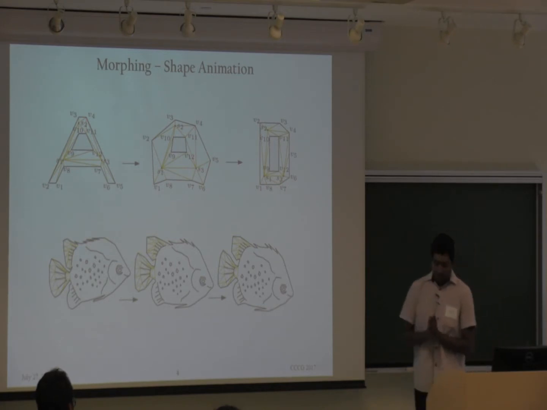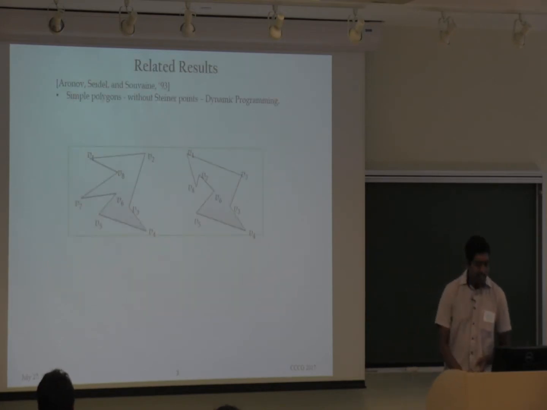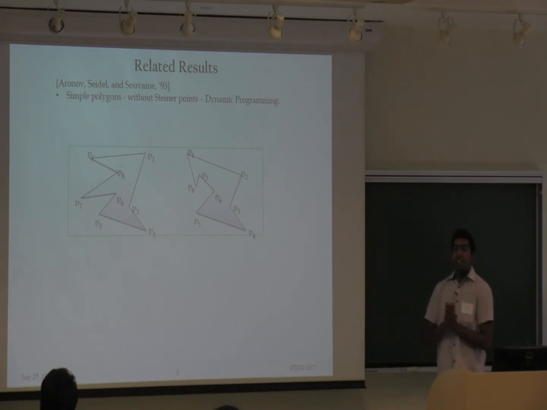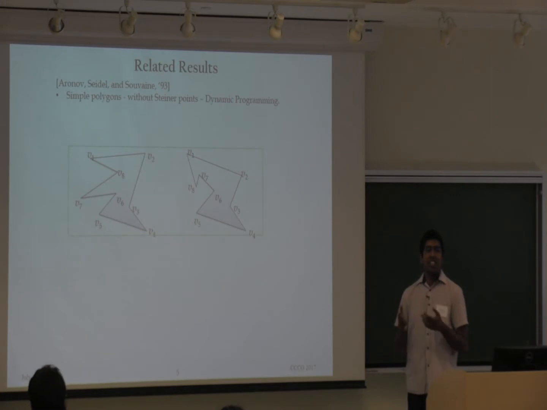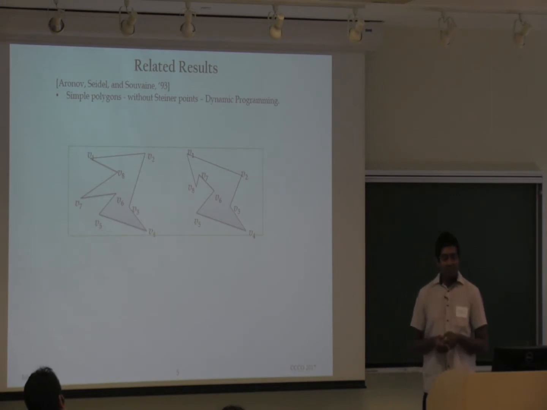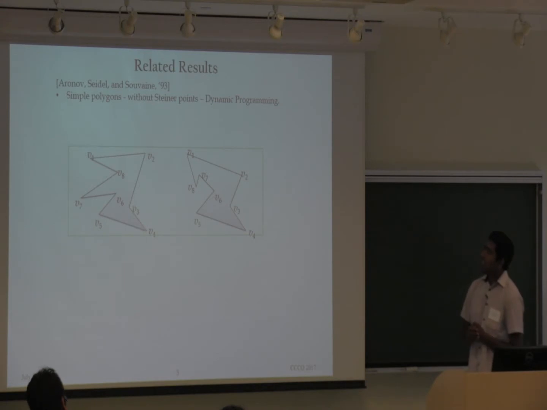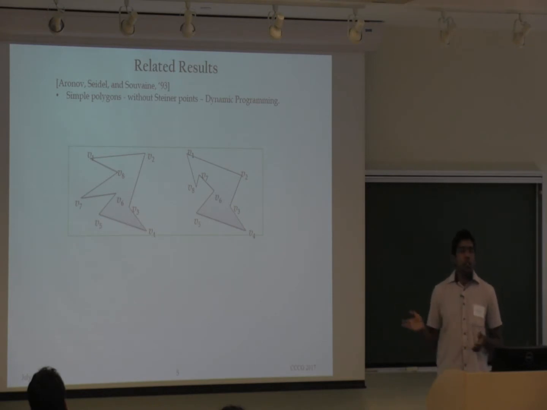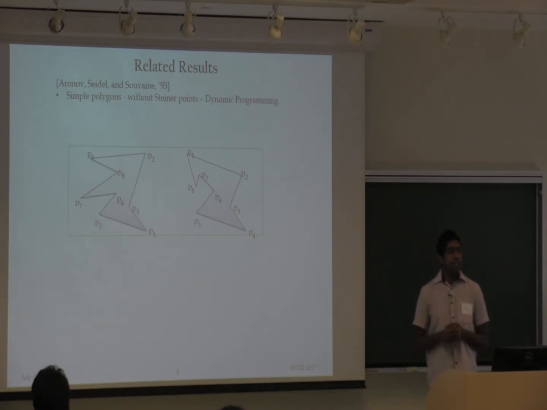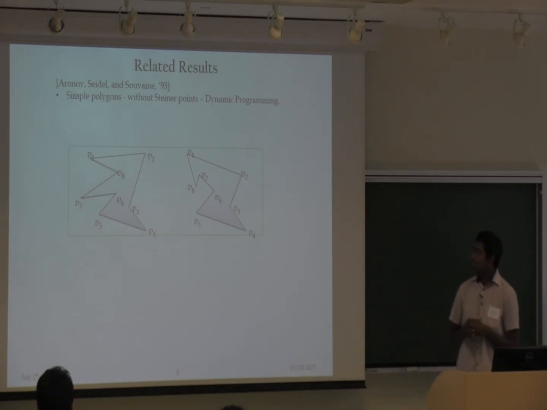So what I am going to do in this presentation is prove some variation of this compatible triangulation problem to be NP-hard, but first I want to discuss some related research and why this NP-hardness will be interesting. The first idea was by Aronov et al. They observed that if you are given two simple polygons, then you can decide in polynomial time whether you can find compatible triangulations or not, for this particular input, without any Steiner points.